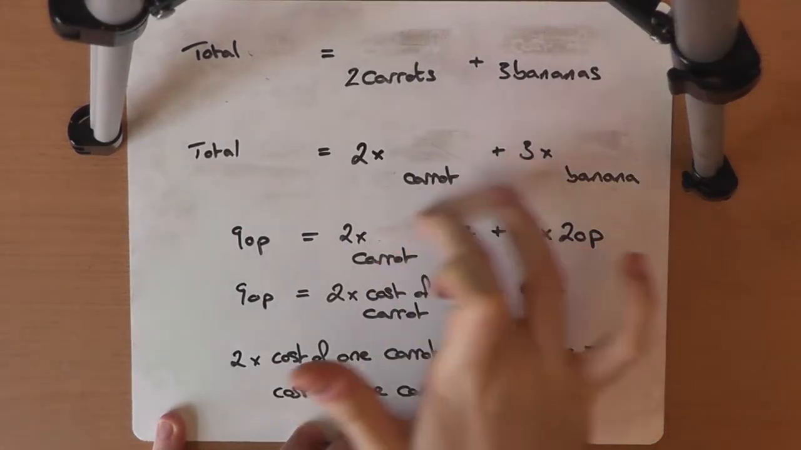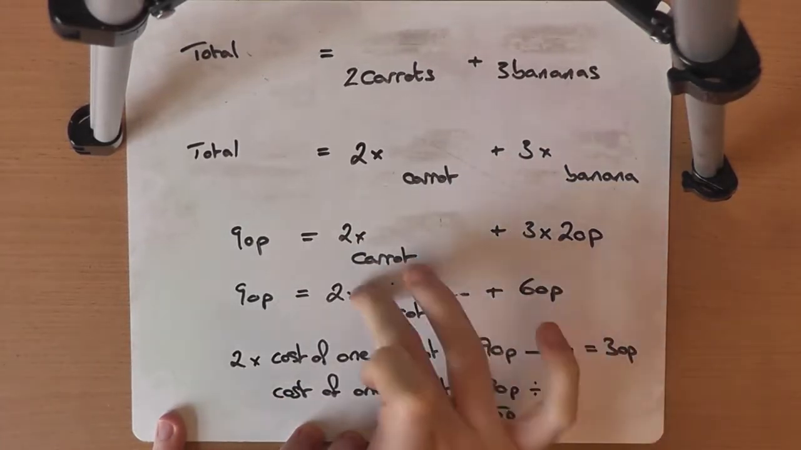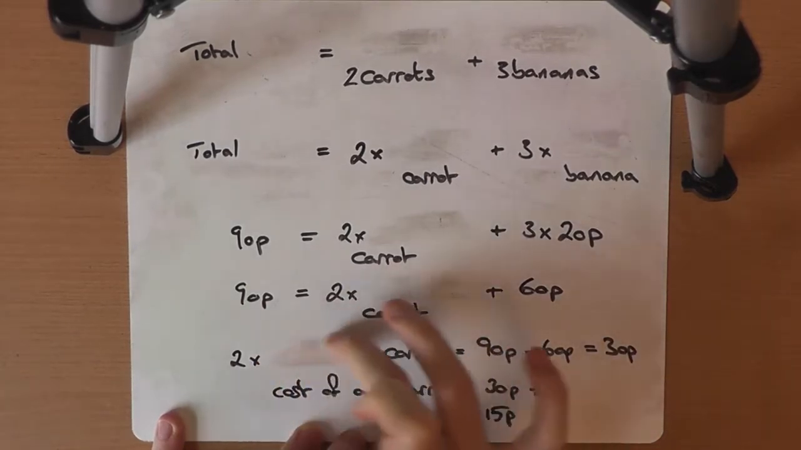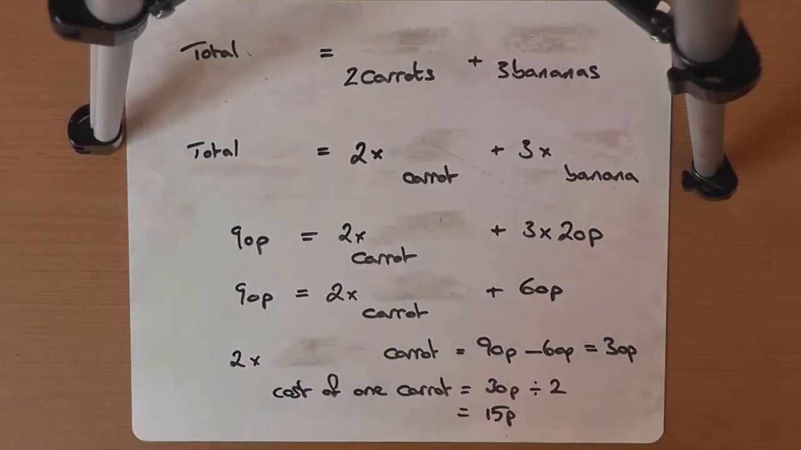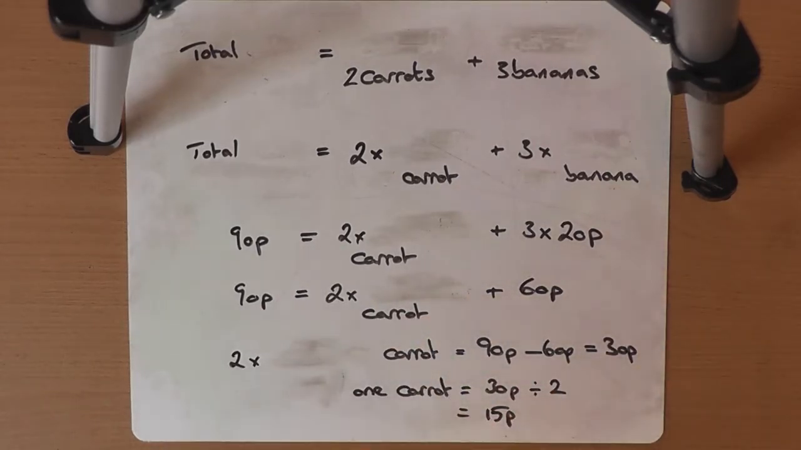2 times the cost of 1 carrot, well we still haven't got that, but we're shortening it. 2 times the carrot, and 3 times the 20p now, which is the banana cost. 2 times the carrot plus the 60p, well we've still worked out that 60p, and now we have the 2 times the carrot, where again we're using the word carrot as shorthand to stand for the cost of a carrot, is the 90p less the 60p, comes to 30p, so therefore 1 carrot would simply be the 30p divided by 2, which is 15p. Exactly the same working, but much quicker and much shorter.